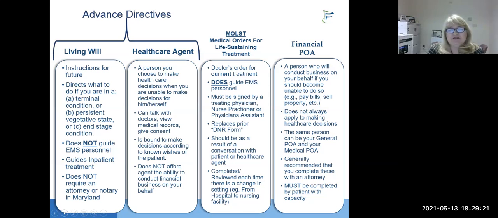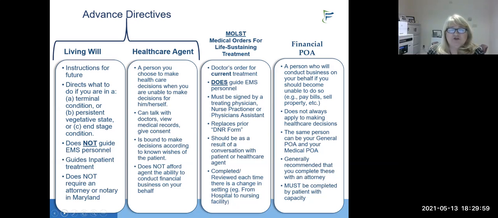The difference between the living will and then a MOLST, some people have heard about a MOLST form. This is medical orders for life-sustaining treatment. And the MOLST form in Maryland is doctor's orders for current treatment, things that you would want to have occur right now. And basically it is talking about, do you want to be resuscitated? If you are at home or in a skilled nursing facility and you need to have a blood transfusion, do you want to come back into the hospital? Those are the kinds of things that the MOLST covers, very different than the actual living will.